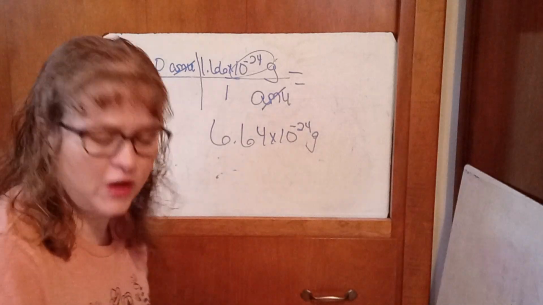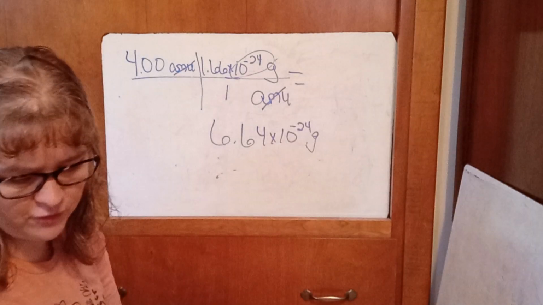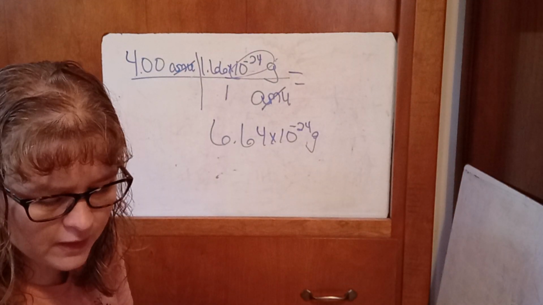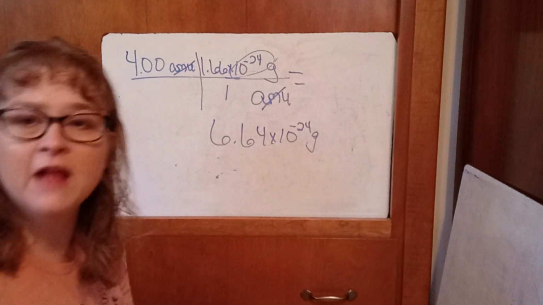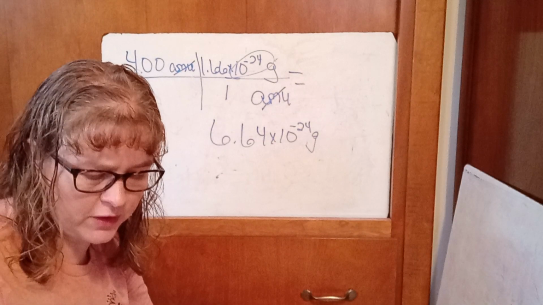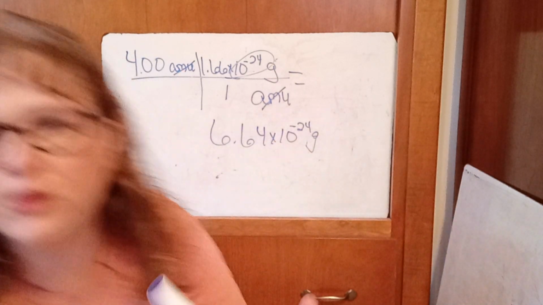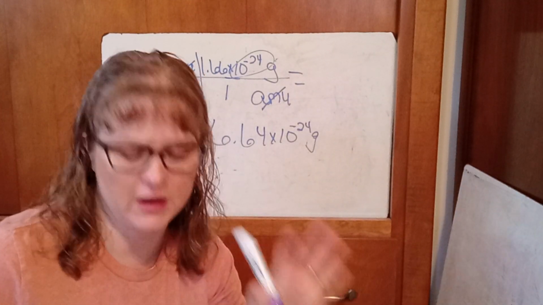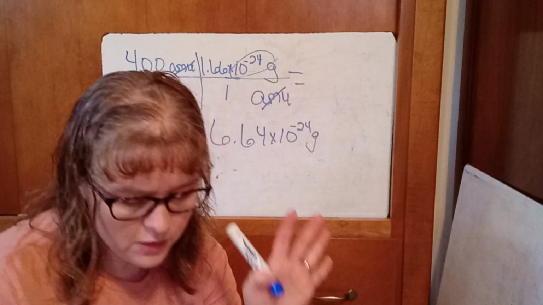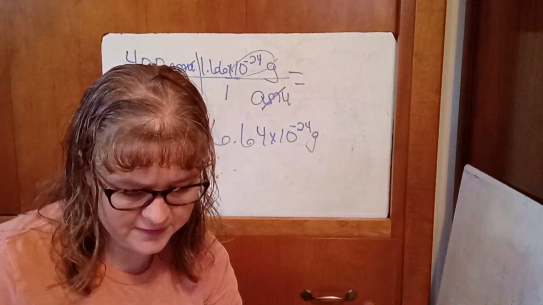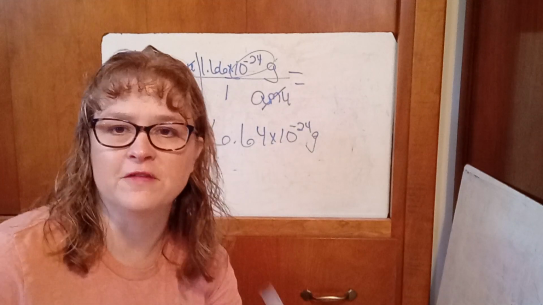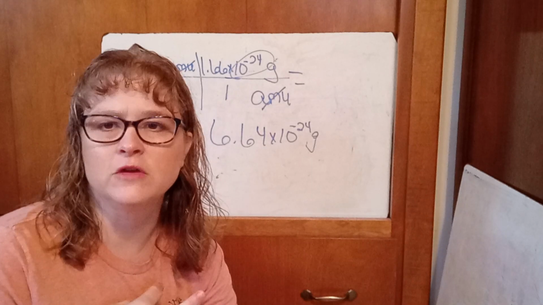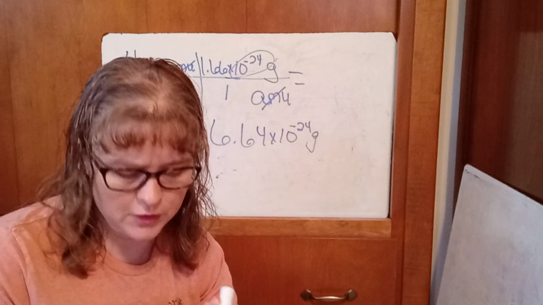So, we talked about Avogadro's number. That's 6.02 times 10 to the 23rd. We call it a mole. Remember, you figured out how much a mole of different candies would weigh. So, a mole of a substance is 6.02 times 10 to the 23rd units. That could be atoms or molecules or ions, depending on what we're talking about.